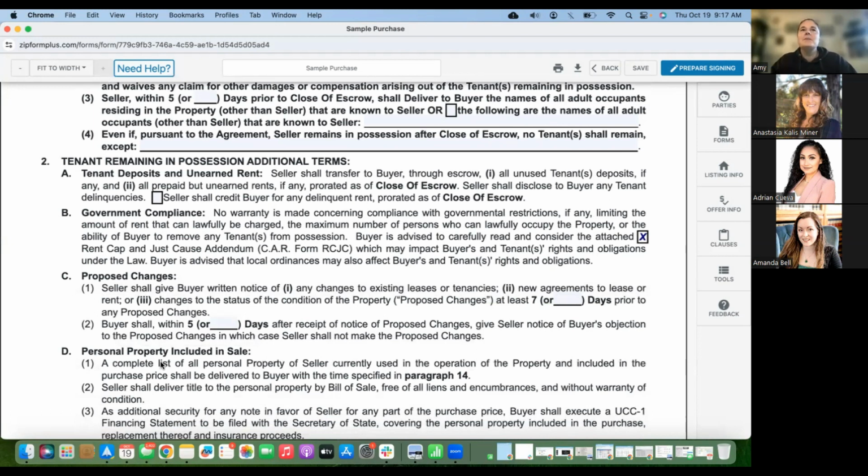Now, also keep in mind that if a tenant has a lease agreement with a seller and the seller is selling the property, the lease agreement remains intact even if the seller sells the property. So that doesn't negate the lease agreement that the tenant has just by selling the property. The tenants actually get sold with the property.